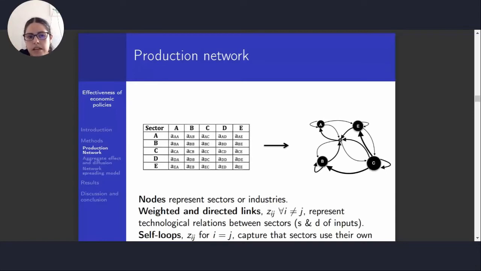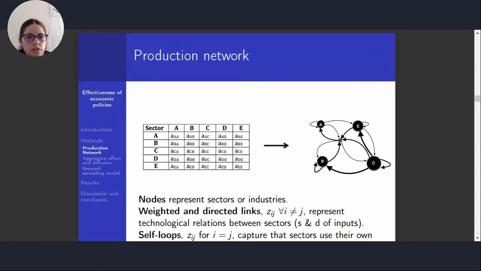And each of the cells that I have in the table will become the weight of the links. Okay, and the size of the nodes, which are these circles here, are going to be measured as their total production.